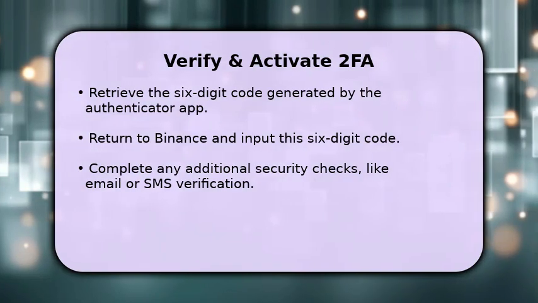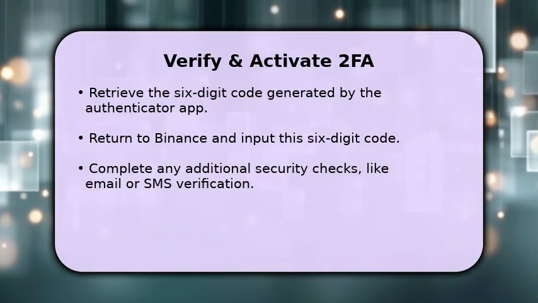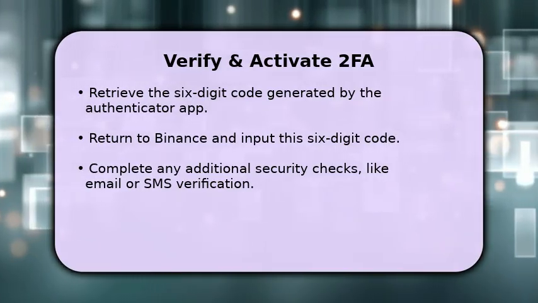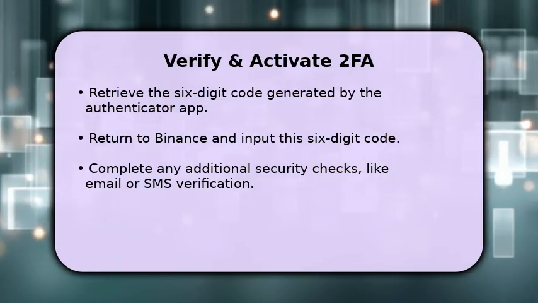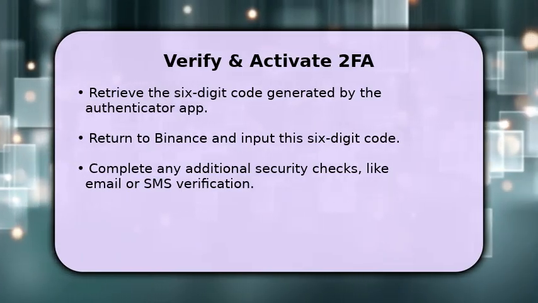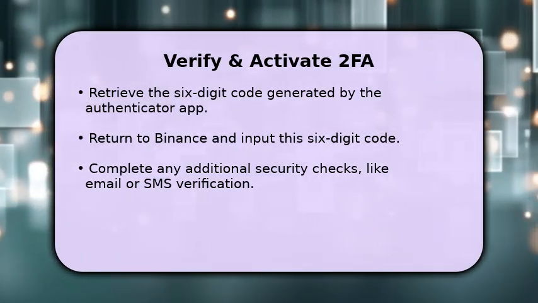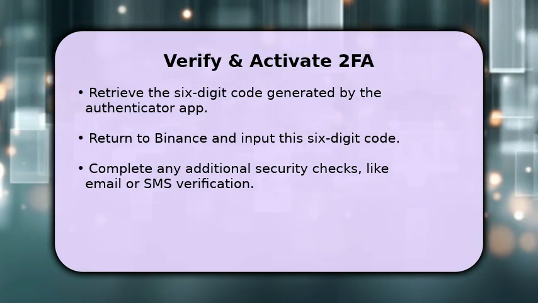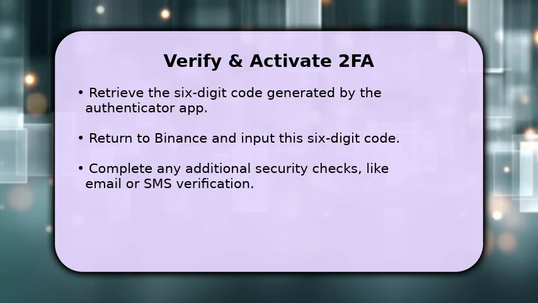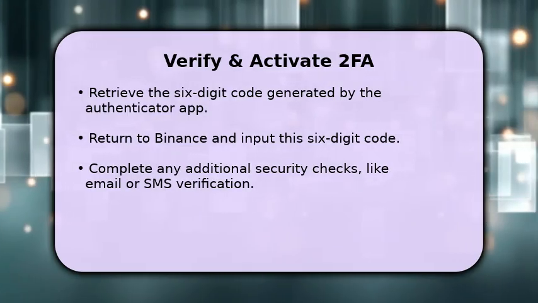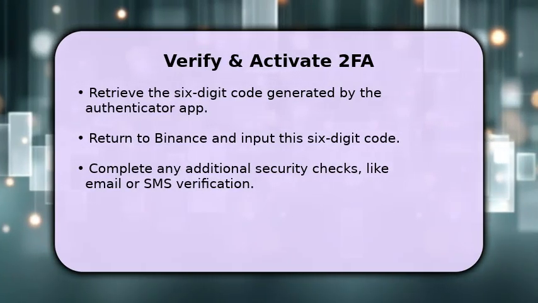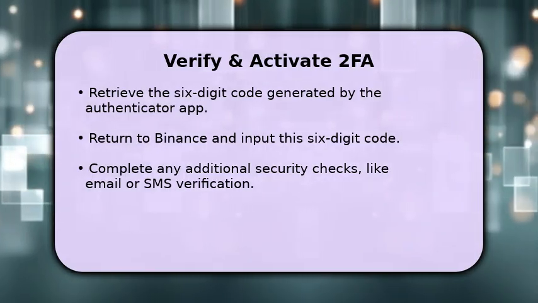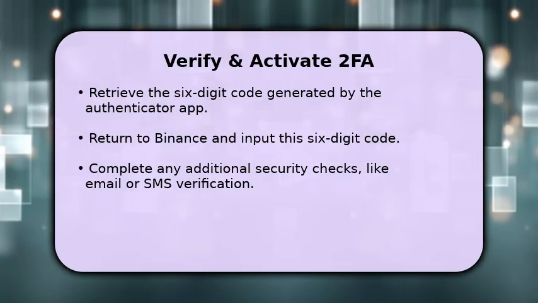After successfully adding the account, your Authenticator app will immediately begin generating a new 6-digit code every 30 seconds. Quickly return to your Binance account and enter this current 6-digit code into the designated field. You might also need to complete additional security verifications, such as entering a code sent to your email or phone number. Finally, submit these codes to finalize the setup. Your Binance Authenticator is now active, adding a vital layer of security to your account.